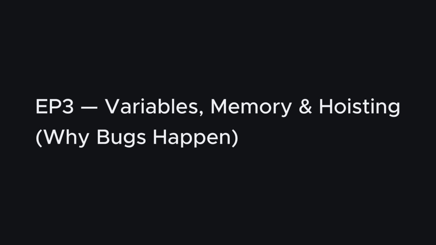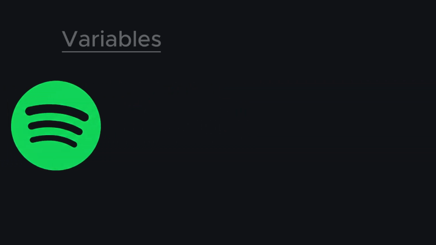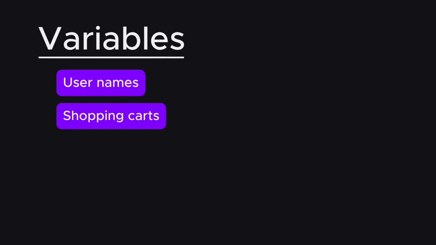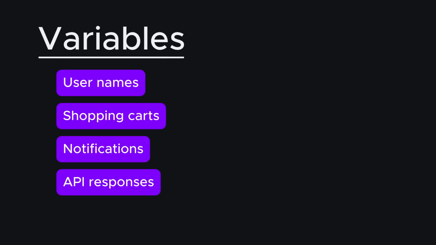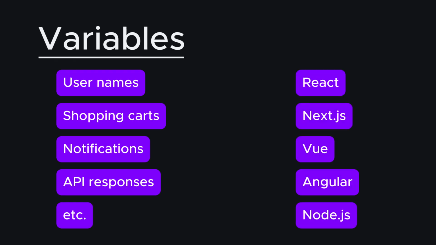Before we write any code, let's understand why variables matter. Every JavaScript application, from a simple calculator to YouTube or Netflix, stores information in variables. Usernames, shopping carts, notifications, API responses, and AI chat history all begin as variables. This concept is used in React, Next.js, Vue, Angular, and Node.js. It's also one of the most common topics in JavaScript interviews.